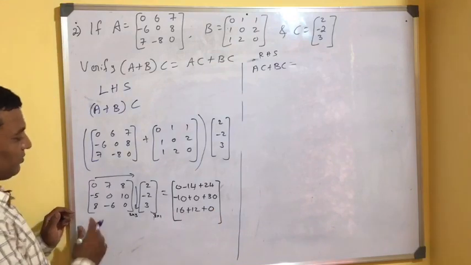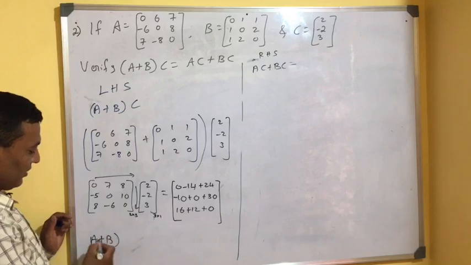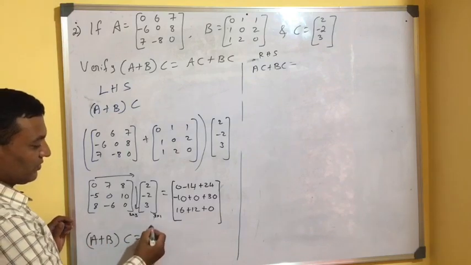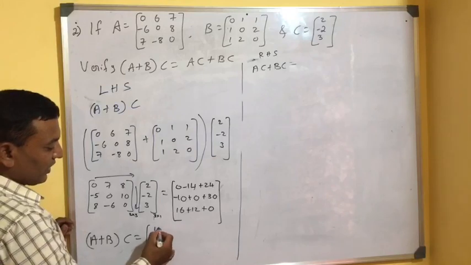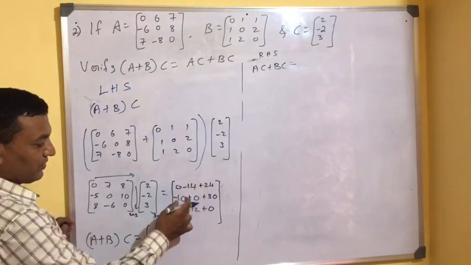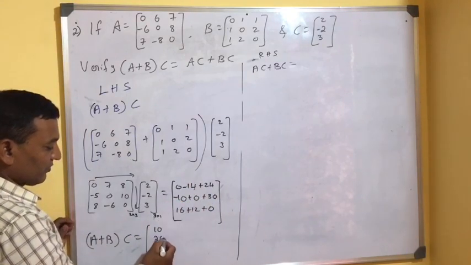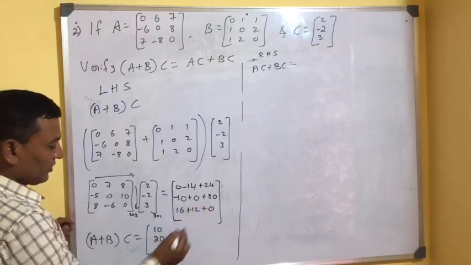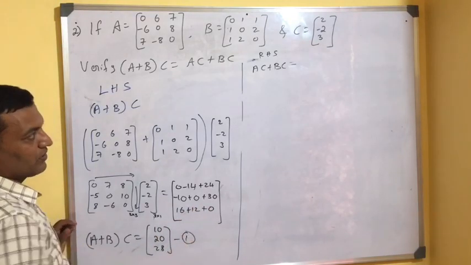Now when you see this part completing, this is (A plus B) into C, that is the LHS part, you can see you will get this one. Minus 14 plus 24 is 10, plus 10 because the bigger number is positive. Then minus 10 plus 0 plus 30 is plus 20, and 16 plus 12 plus 0 is 28. So this we can call equation 1.